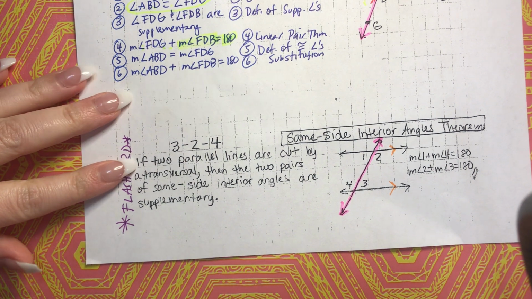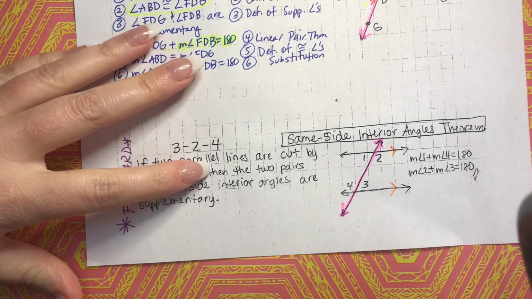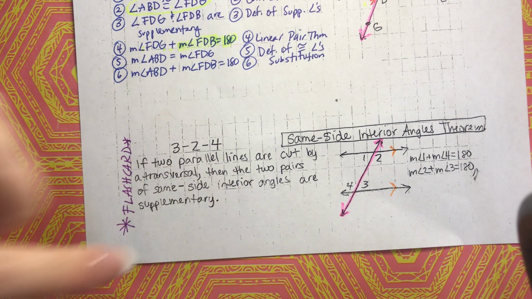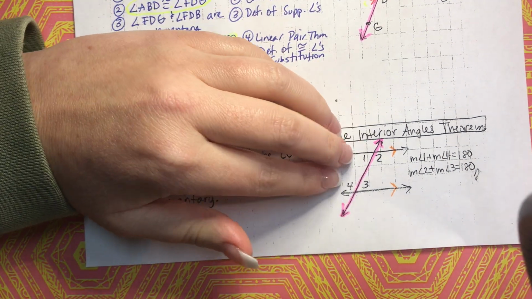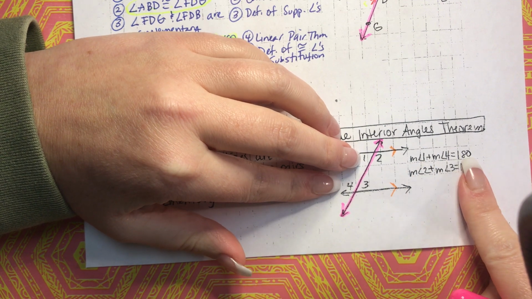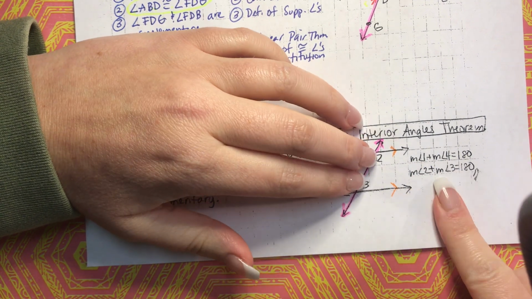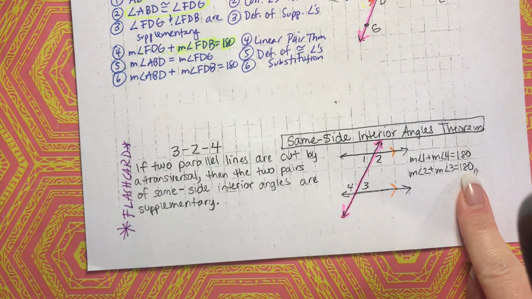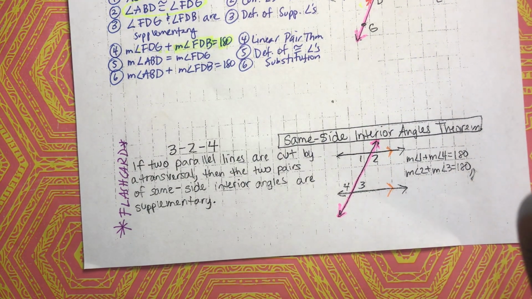All right. And if you have those two parallel lines being cut by a transversal, then what you can say is: if two parallel lines are cut by a transversal, then the two pairs of same side interior angles are supplementary. So same side interior angles are 1 and 4. So that means the measure of angle 1 plus the measure of angle 4 equals 180. And also the measure of angle 2 plus the measure of angle 3 equals 180. So that is our fourth and final postulate or theorem for this section.